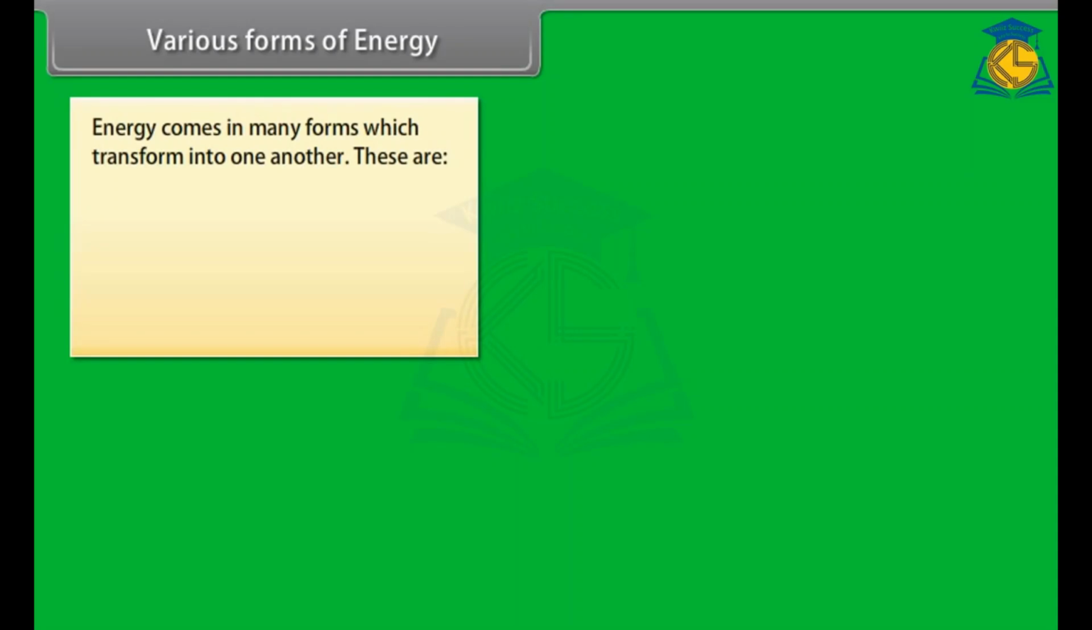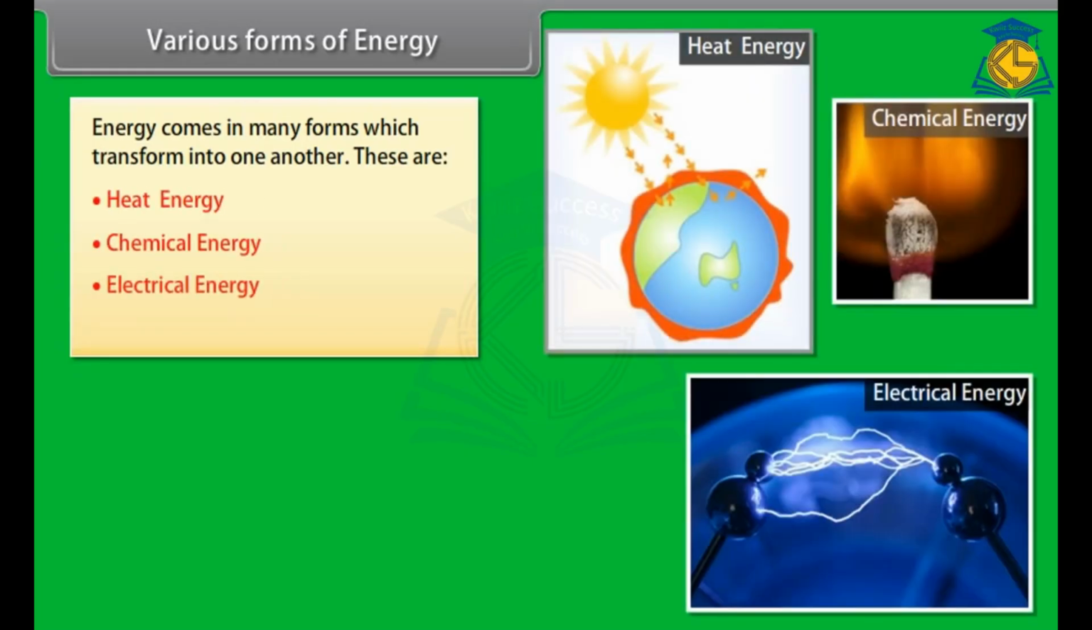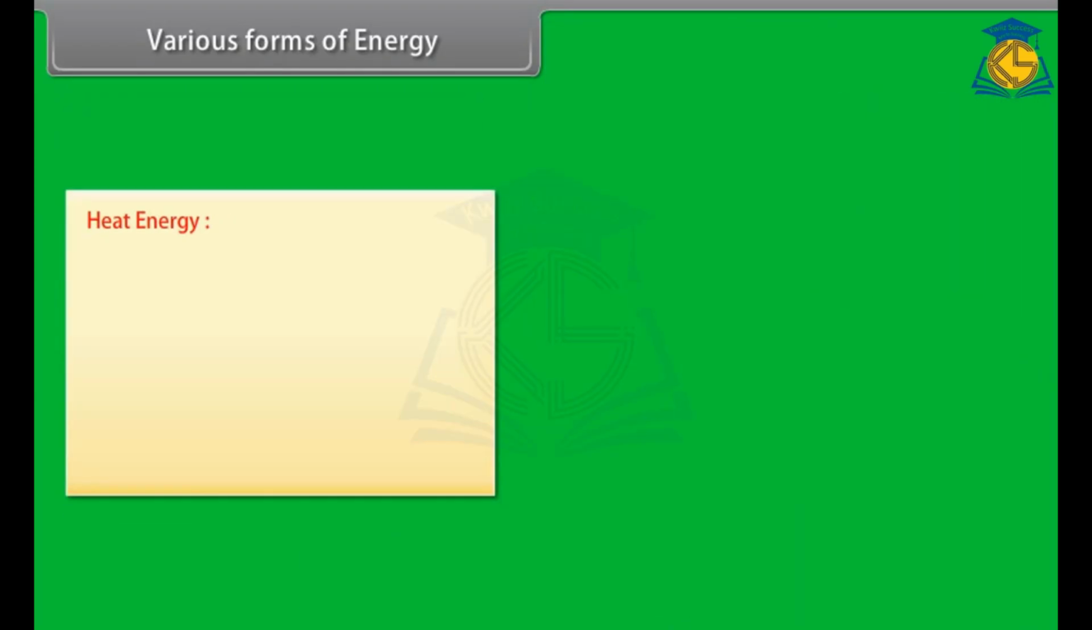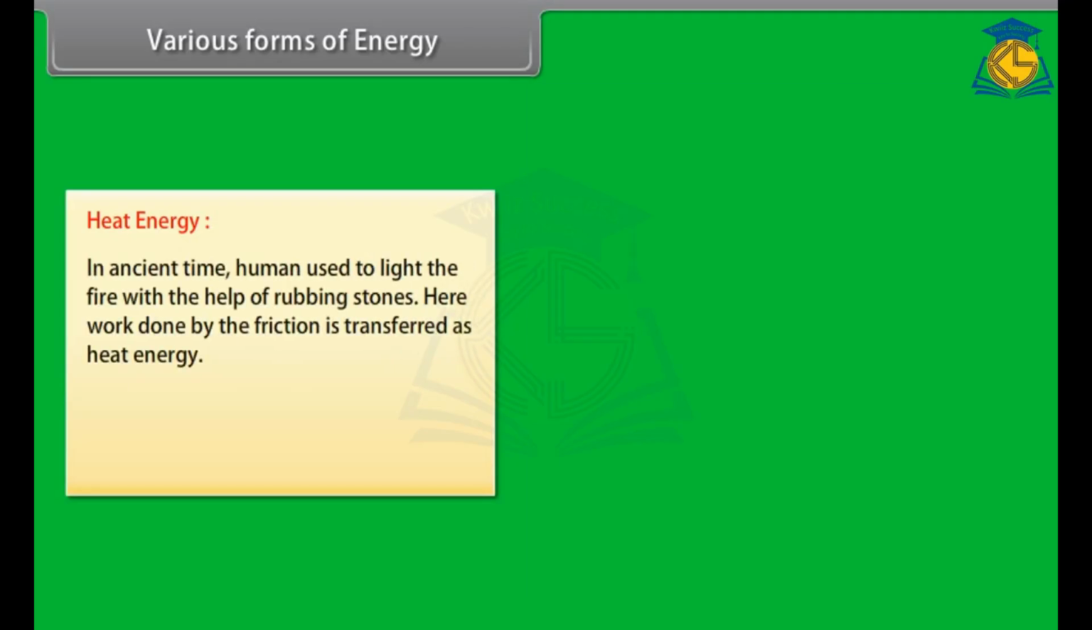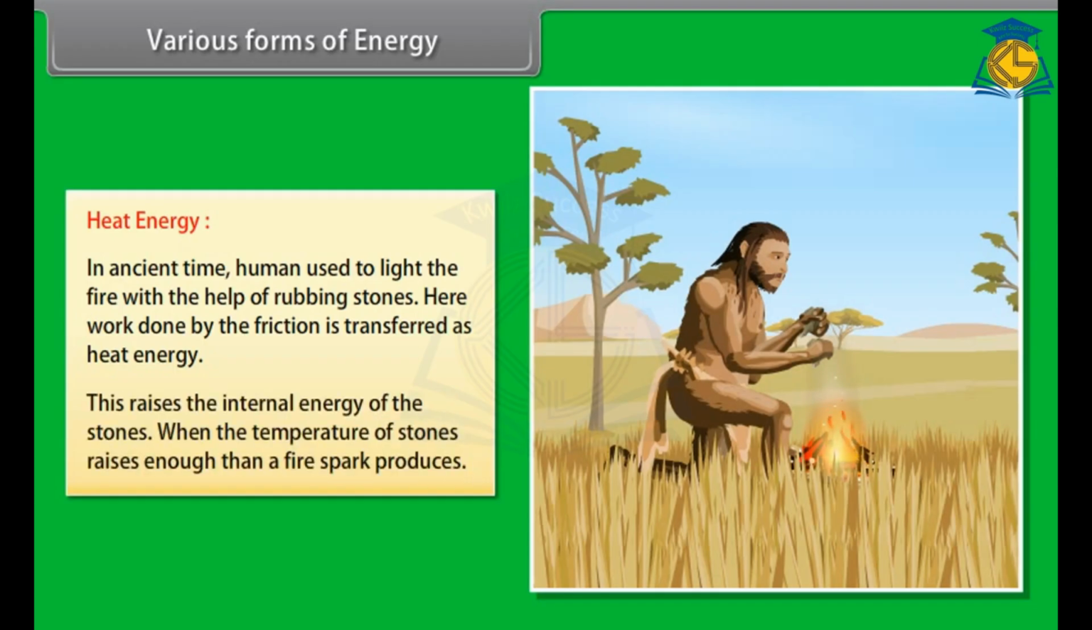Various forms of energy. Energy comes in many forms, which transform into one another. These are heat energy, chemical energy, electrical energy, nuclear energy. Heat energy. Let us take an example for better understanding. In ancient times, humans used to light fire with the help of rubbing stones. Here, work done by the friction is transferred as heat energy. This raises the internal energy of the stones. When the temperature of the stones rises enough, a fire spark is produced.